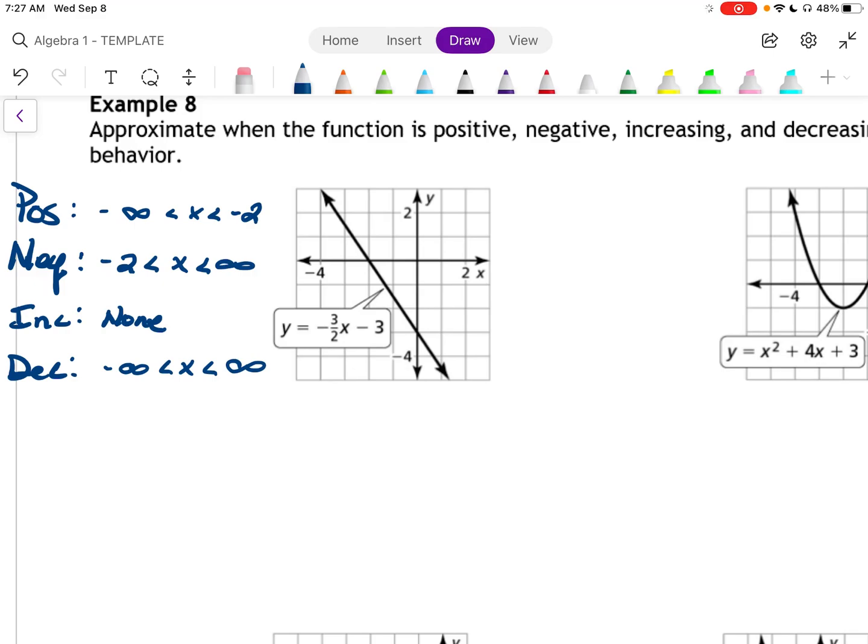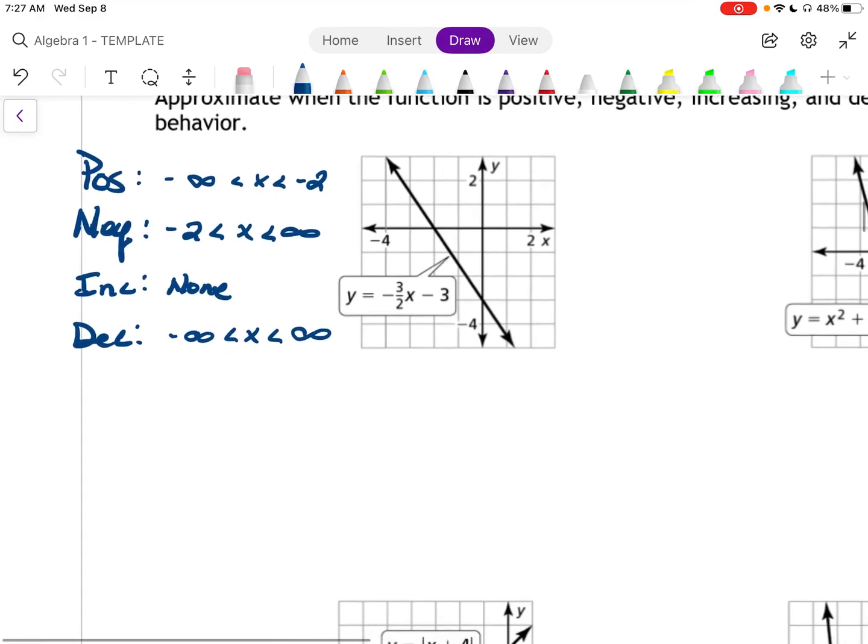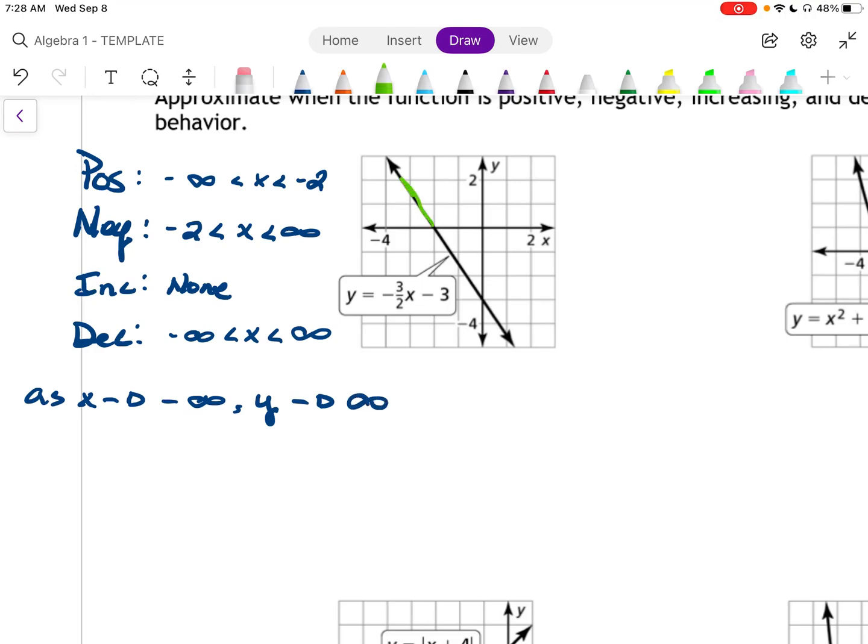Now I need to describe the end behavior. So I'm going to say as x approaches negative infinity, that's how you read that out loud. As x goes really far to the left, y approaches positive infinity, right? Think about this right here. This is going to the left, and it's going up. So it's going to negative infinity to the left, but positive infinity up.